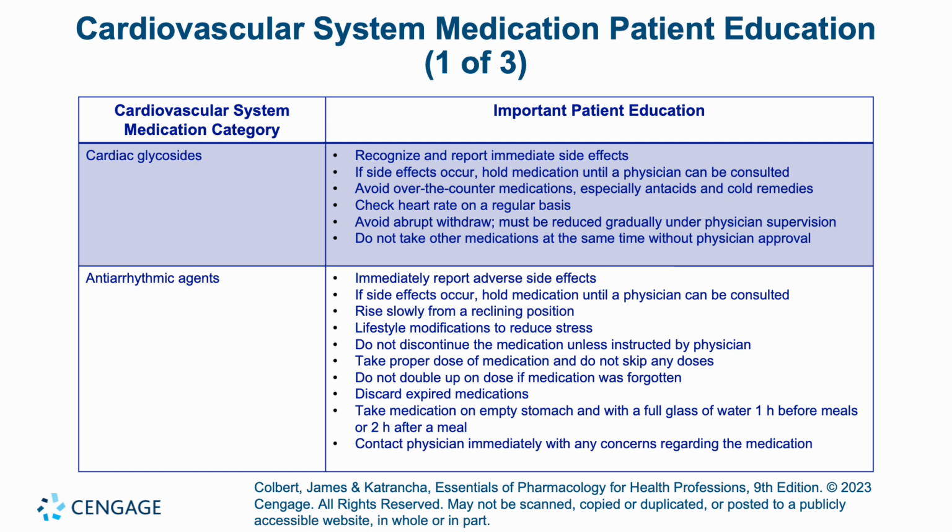So this one's really important. Some medications, you do double up on the dose if you forgot a dose, but for antiarrhythmics, it's very dangerous to do that. So do not double up. Just count that one as a missed dose. As always, discard any expired medications.